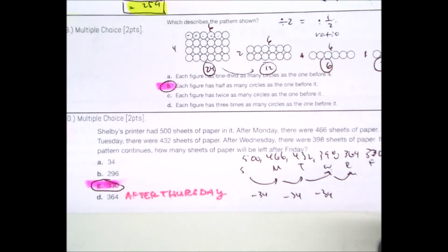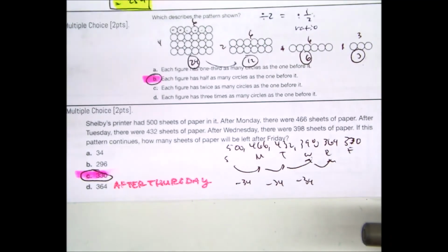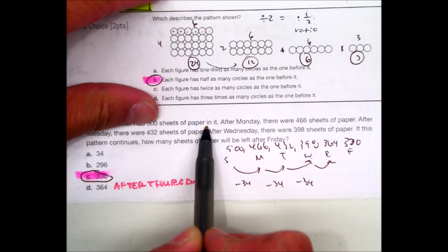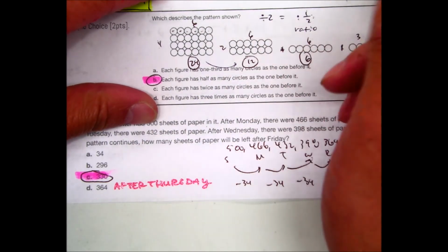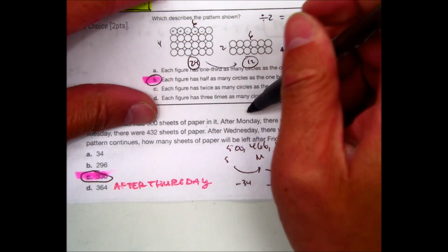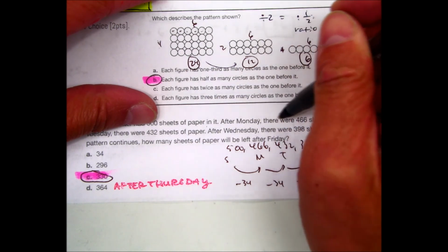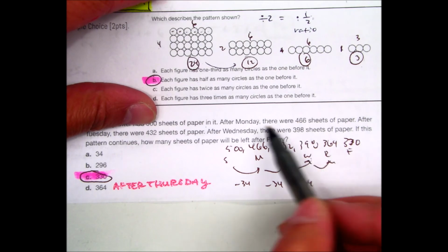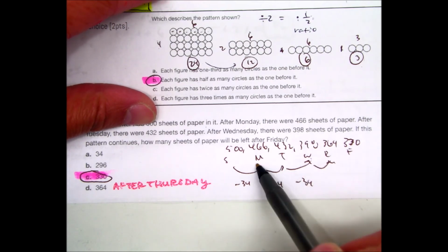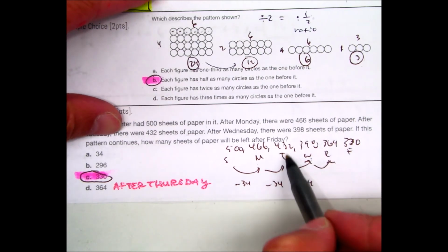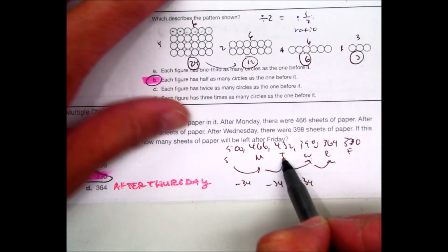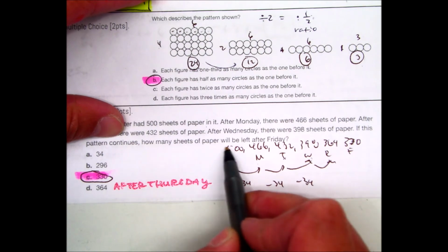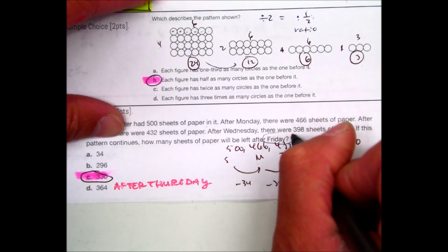Question number 10. Shelby's printer had 500 sheets of paper in it. So that's my starting, that's my first term. After Monday, there were 466 sheets of paper. So after Monday night, after the work day, she has 466. After Tuesday, she has 432, and after Wednesday, she has 398. If this pattern continues, how many sheets of paper will be left after Friday?